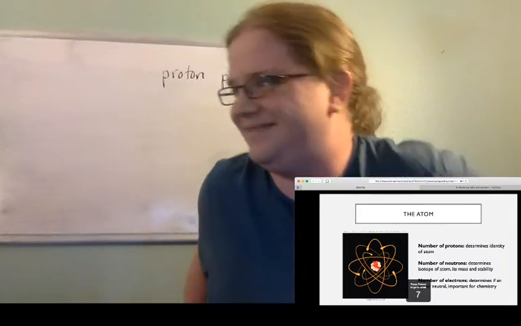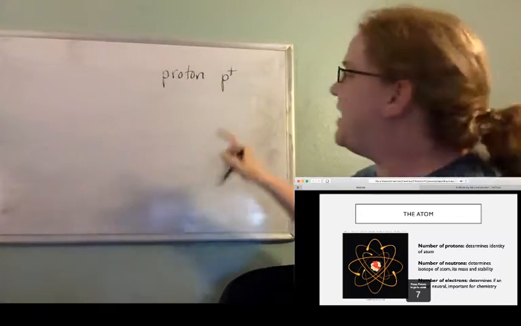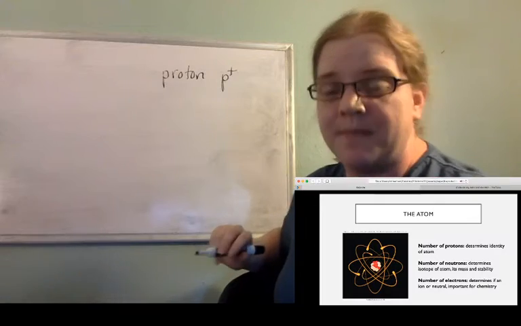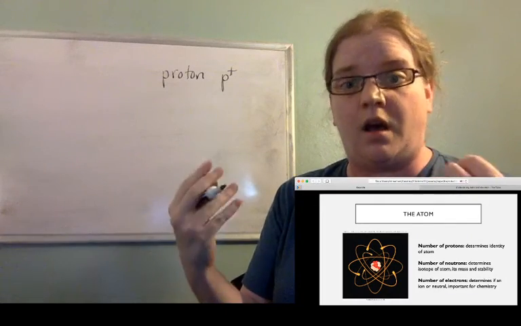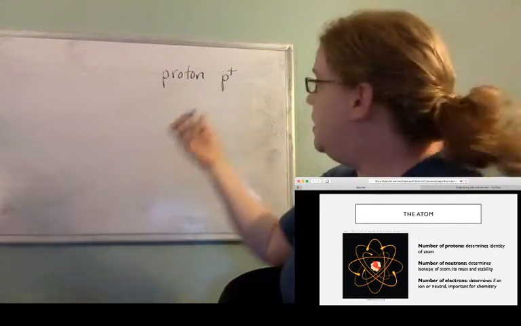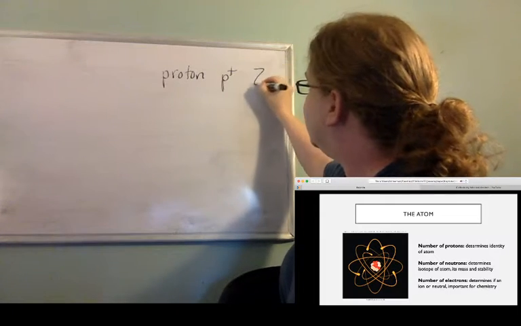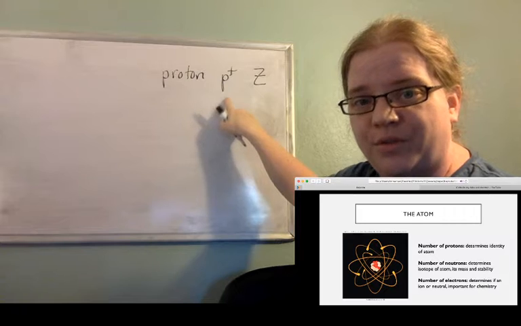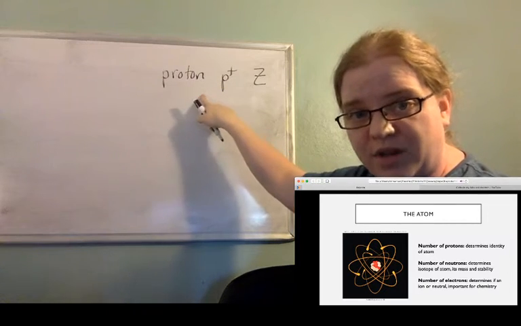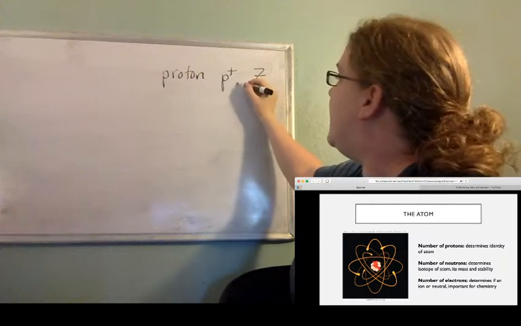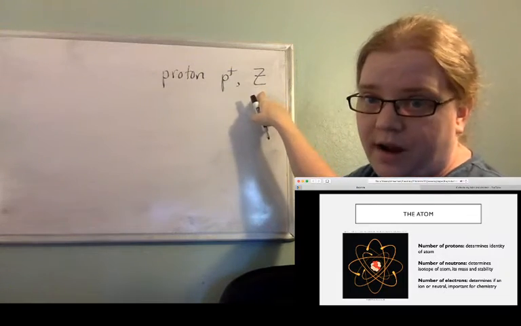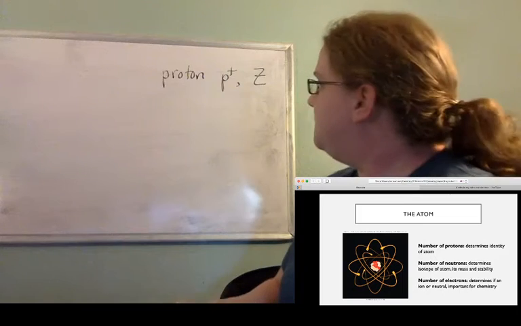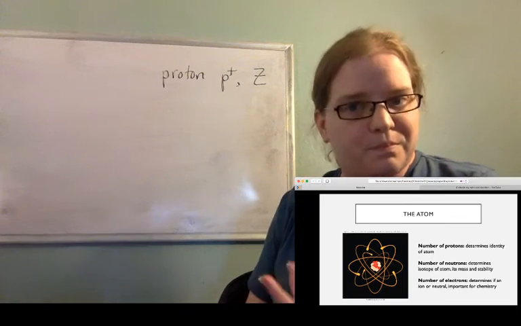I think he's done. Okay, so they have a positive electrical charge. Proton starts with P, so we call it P+. The number of protons in an atom gets the letter Z. This is the shortened form: instead of writing proton, we can write P+, and then Z is how many there are. So if there are 5 protons, Z equals 5. All right. Protons are important.